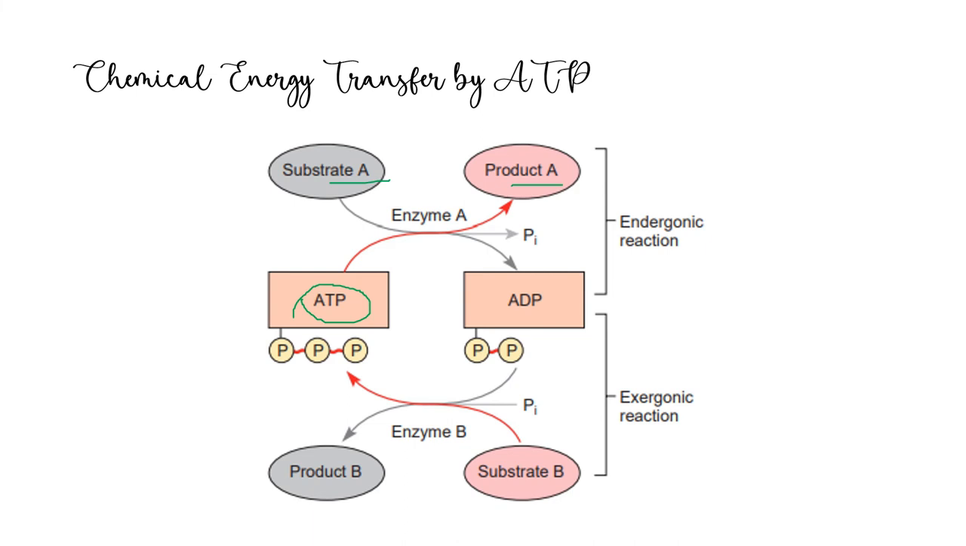The conversion of substrate B to product B. So the substrate B in this reaction is commonly called a fuel. So for example, glucose or a lipid. Bond energy released in reaction B is transferred to ADP, which in turn is converted to ATP. So ATP now contributes its phosphate bond energy to reaction A, and ADP and inorganic phosphate are produced again.